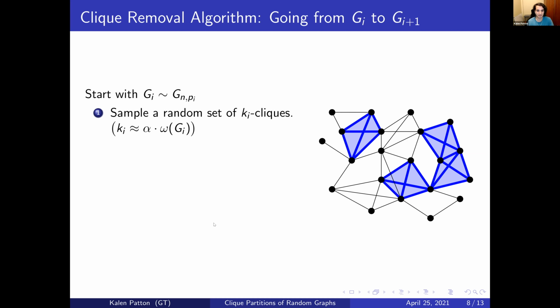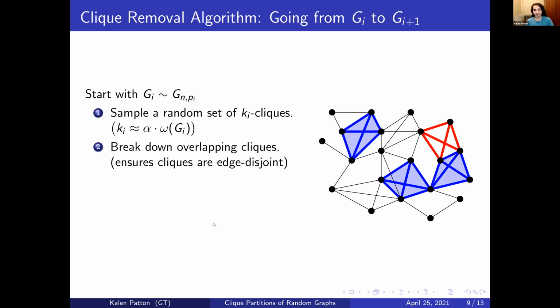The next thing we want to do is handle any collisions that arise. We may get cliques that overlap. In order to guarantee that our cliques are edge disjoint, we take any pair of overlapping cliques and select one to break down into its component edges, which we consider as cliques of size 2. In this example on the right, if we have two overlapping cliques of size 4, we convert one of them into its component edges and then remove any edges that would cause a conflict. This guarantees that all of our cliques are edge disjoint.